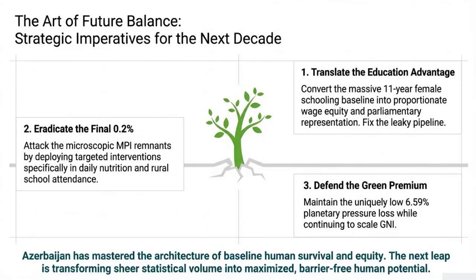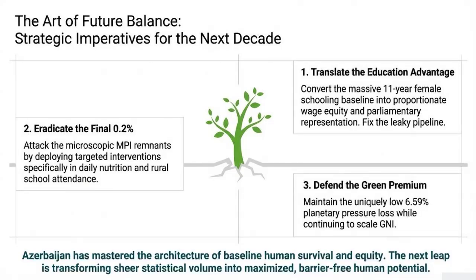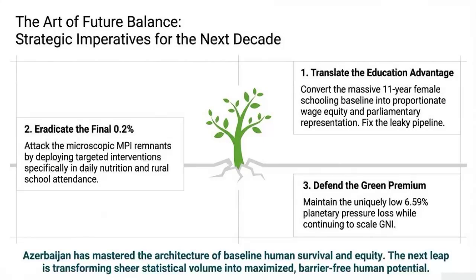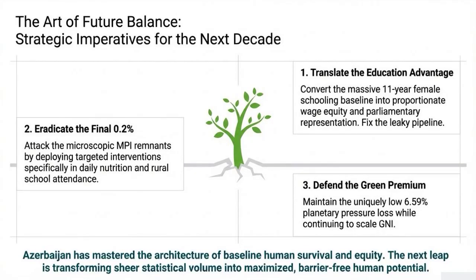The data provides an answer through the planetary pressures adjusted HDI, the PHDI. This is a vital metric. Explain how it works. This metric takes a country's standard human development index and imposes a penalty based on two factors: carbon dioxide emissions per capita and material footprint per capita. It mathematically penalizes nations for ecological damage. Okay, so what are the numbers? The global PHDI loss rate is 10.05%. So the global community is effectively sacrificing a tenth of its development potential to environmental degradation.